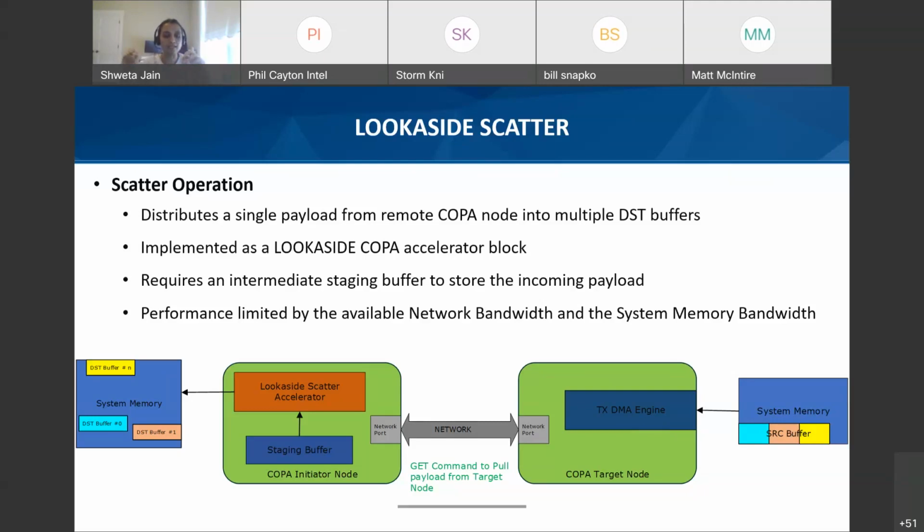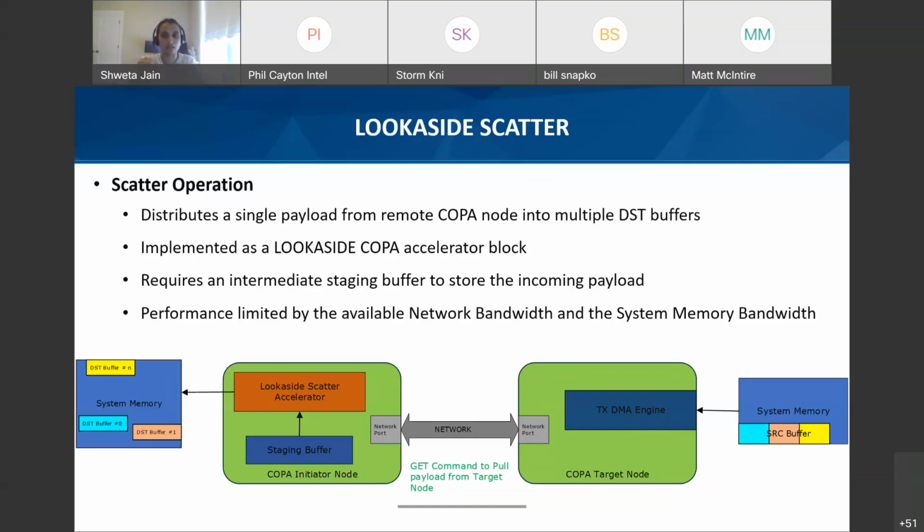The difference between the scatter and the gather implementation is that we implement scatter as a look-aside operation. One of the reasons for that is when we have to scatter the data, we have to hold on to the payload until the very last destination buffer is being written to. You're just popping the data for the destination buffer from the incoming payload and writing it to different destination buffers. Had we implemented it as an inline accelerator, we would have had to block the networking data path while this operation was being done.